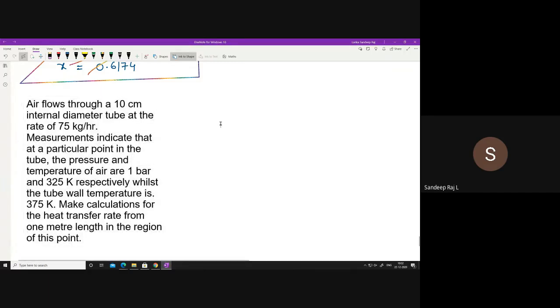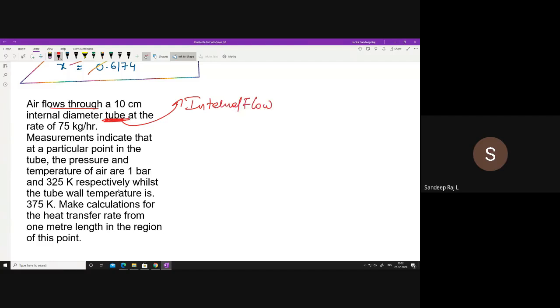All right, this is the question here. In any given internal flow problem, first you have to find out that it is an internal flow problem. It is flowing through a tube, an internal diameter tube. It is given, so you will understand from this word that it is an internal flow problem.